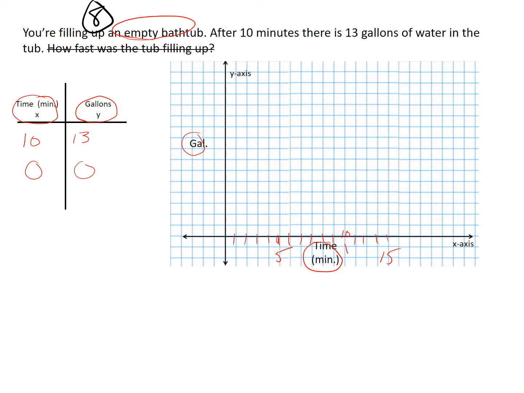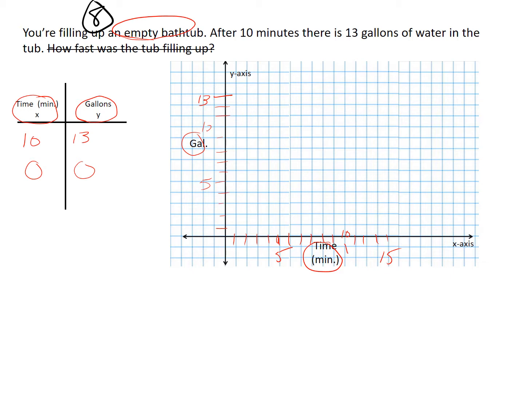And on the gallons, up and down, I have to go from 0 to 13. So I can probably squeeze those in counting by ones. So 1, 2, 3, 4. That guy's 5, just for reference. 6, 7, 8, 9, 10. And then 11, 12, and there's 13 right there. All right, so I can graph these 2 points now.